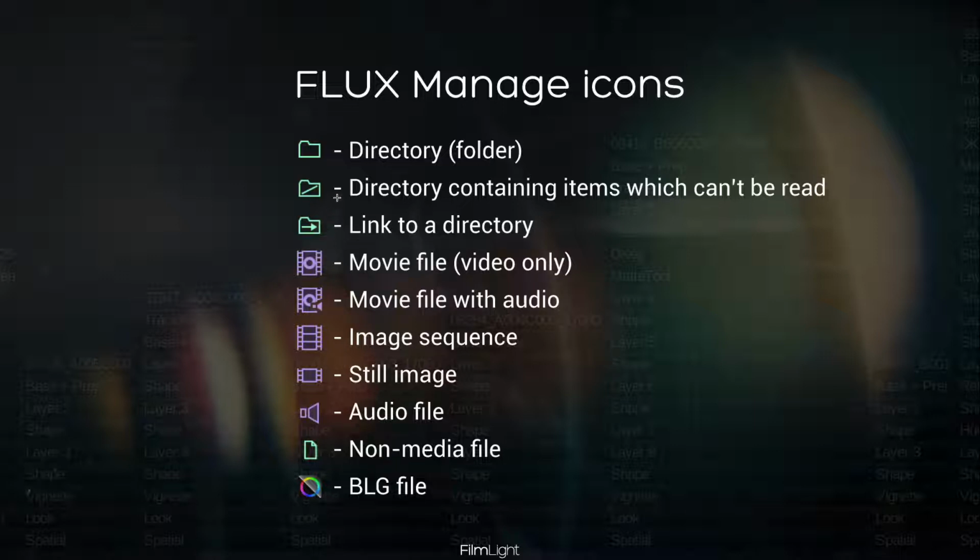Finally, you'll see the directories themselves also have icons just representing the status of the directory. For example, if there's a directory which contains certain items which can't be read, it'll have a line through it. And if it's actually a link to a directory rather than a directory itself, then it'll be shown with an arrow like this.